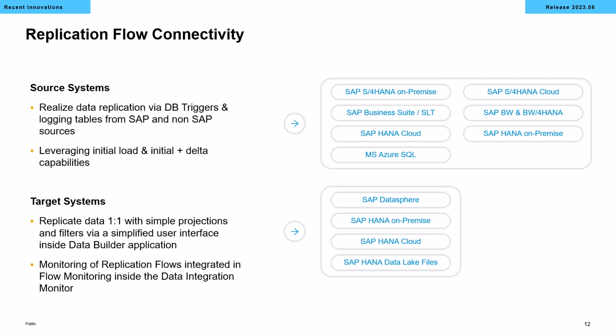We support S/4HANA on-prem as well as cloud-based systems. We support Business Suite as well as SLT, BW systems and BW for HANA source systems, HANA Cloud as well as HANA on-prem systems, and Microsoft Azure SQL in the initial setup. On the target system side, we support, of course, SAP Datasphere as a target, HANA on-prem, as well as HANA Cloud and data lake files. This list will grow over time, but this is the initial setup, which was delivered with 2023-06 earlier in March.